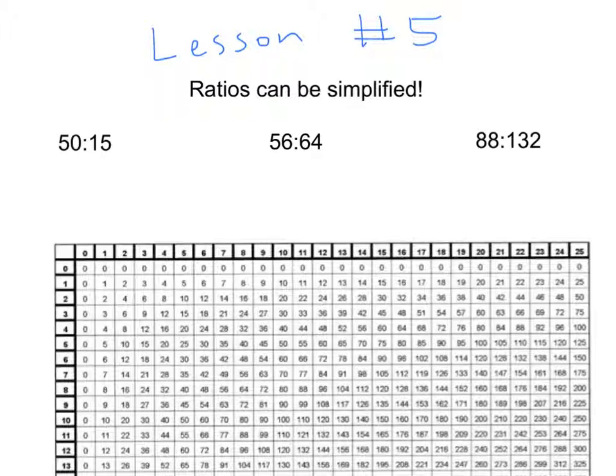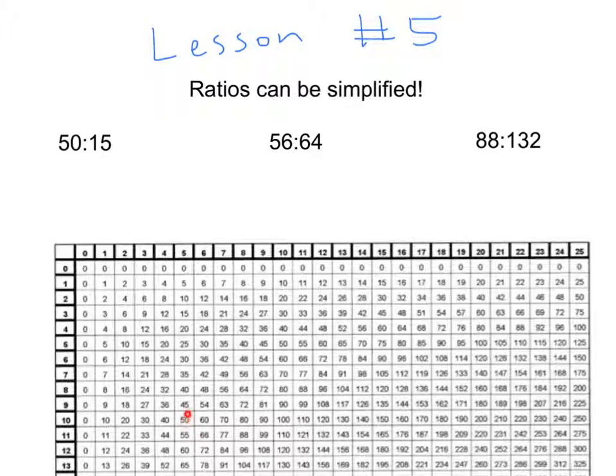Okay, so let's start with the first one. We're looking for one number that goes into both the 50 and the 15 equally. And as we know, in order to find that one number that goes into both numbers equally, we need to look at our times table and find both numbers in the same row or the same column. So let's try and do that. So now we are looking for the 50 and the 15.